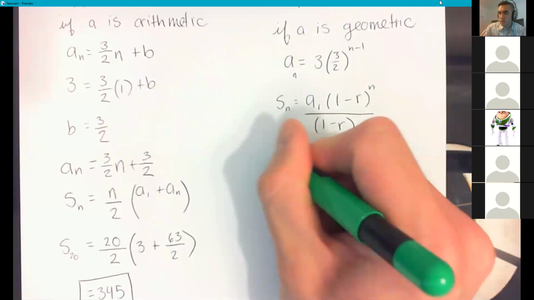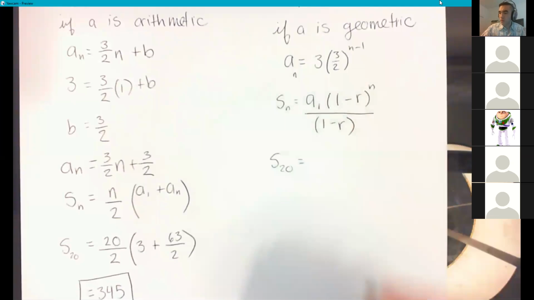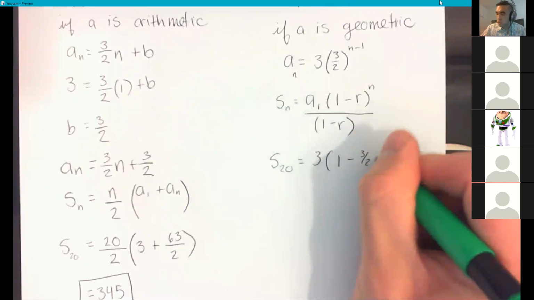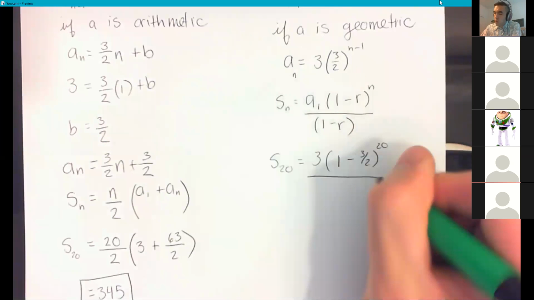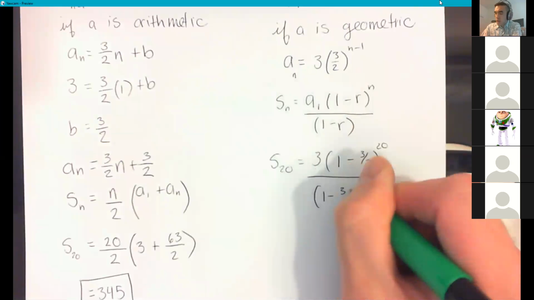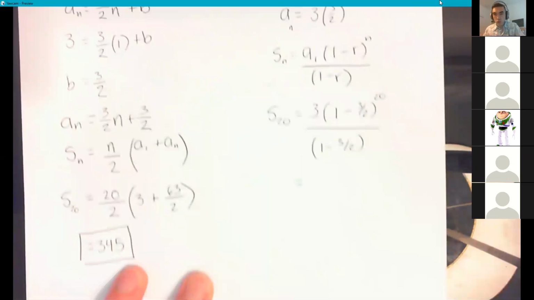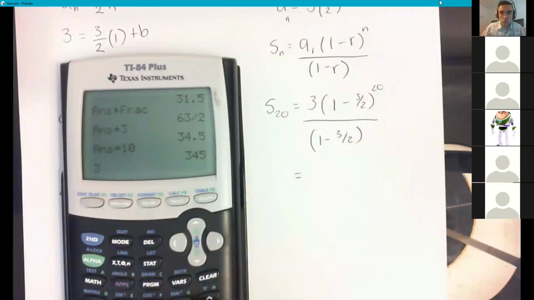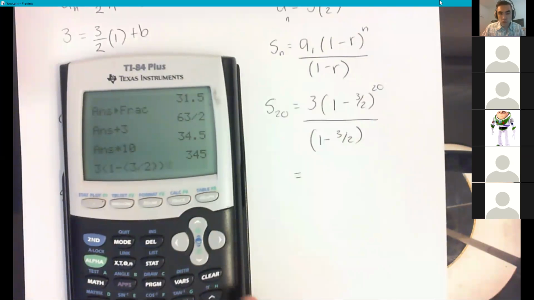And so S sub 20 is going to be equal to our first term, 3, times 1 minus 3 over 2 raised to the 20th power, then divided by 1 minus 3 over 2. This should give us the same thing as if we were to add up the first 20 terms of this. So it'll be 3 times 1 minus quantity 3 over 2, then I'll raise the stuff in that parentheses to the 20th power, and then that number divided by 1 minus quantity 3 over 2. I made a mistake somewhere.